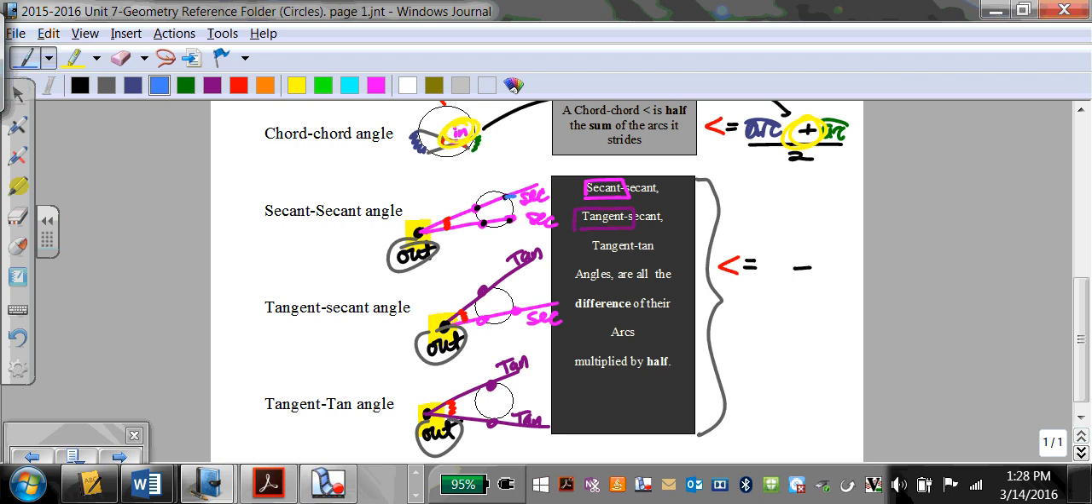And it's going to be the big arc. I'm going to use capital letters to represent the big arc, minus the little arc, lowercase, over 2. If you look really carefully, these two equations are exactly the same except for one tiny little difference. I'd like you to tell a neighbor, how are you going to remember the difference between this and this?